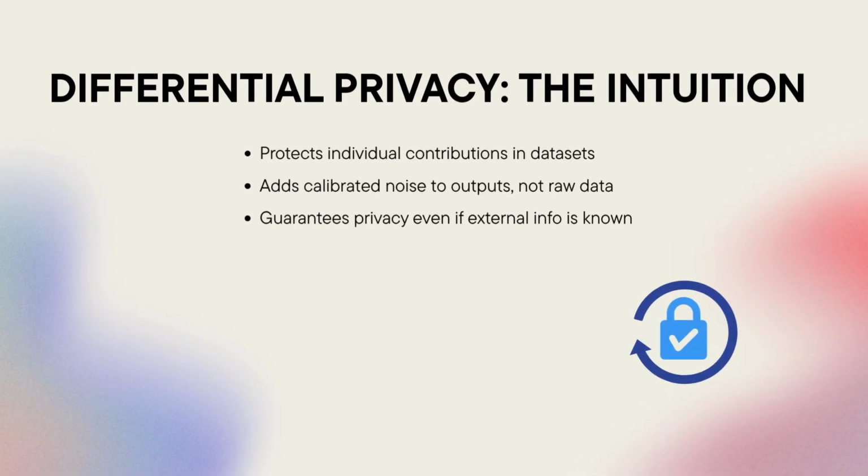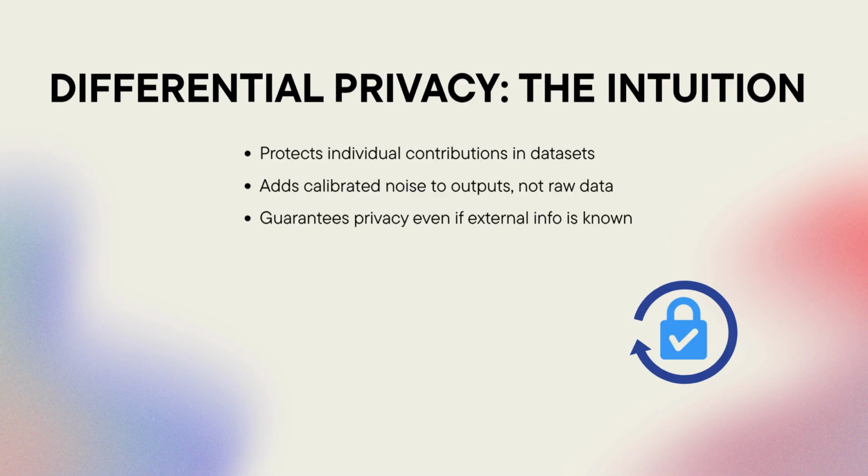So differential privacy. Differential privacy is built on a simple but powerful idea. Protect the contribution of each individual in a dataset. Rather than hiding the data completely, the system adds carefully calibrated noise to outputs. This ensures that whether or not a single individual's data is included, the overall results look nearly the same.